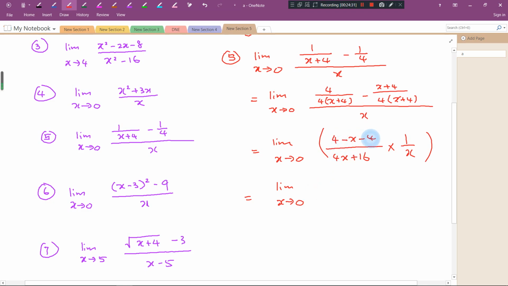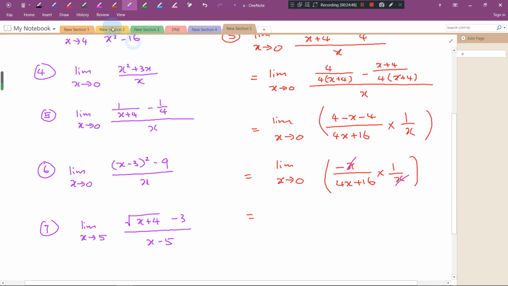Okay, so 4 minus 4, you will eventually cancel out the 4. So you have negative x over 4x plus 16. Now we can cancel the x. Here and here cancel out. Okay.